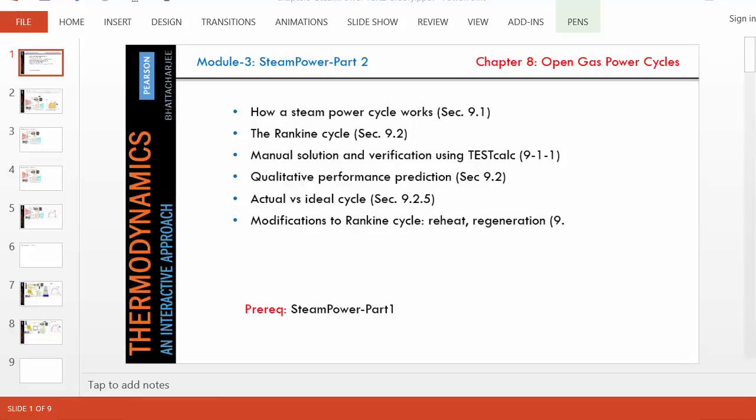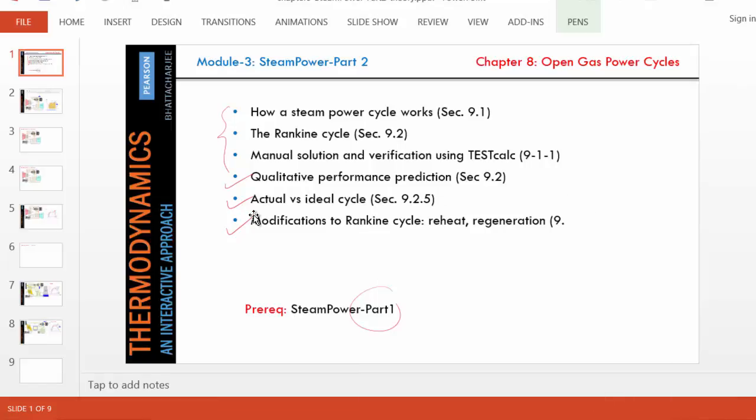In Steam Power Part 1, we have already looked at how a steam power cycle works, how the Rankine cycle models it, and manual solution and verification is in test calc. Here we are going to do qualitative performance prediction, discuss an ideal Rankine cycle versus an actual cycle, and modifications.